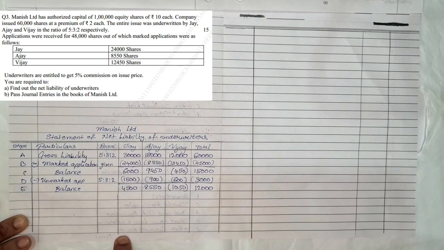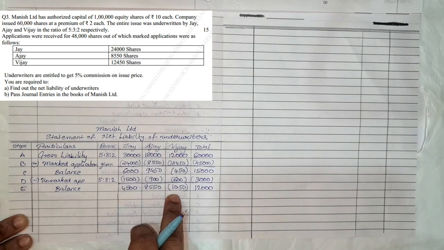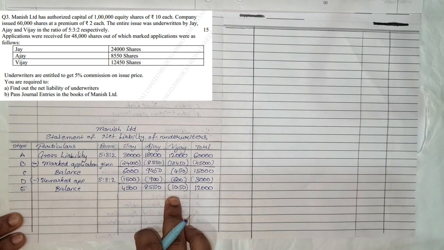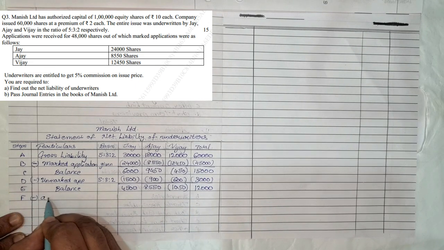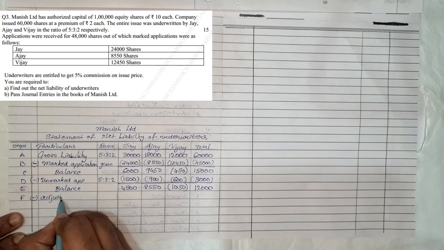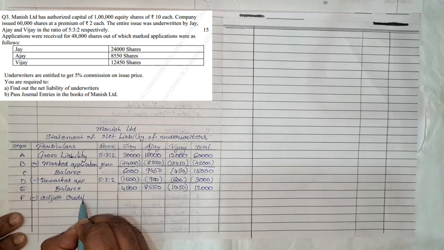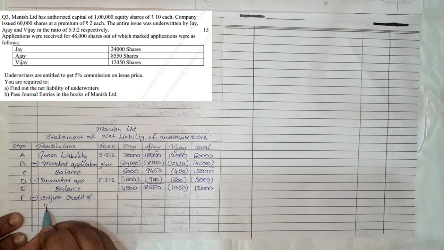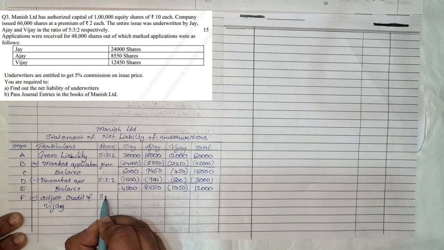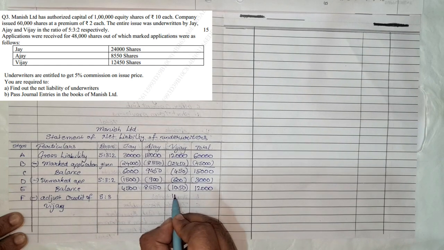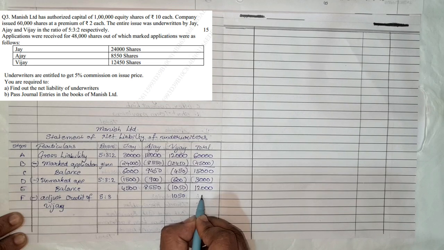Okay, now the rule is, if there is any negative, meaning they have issued more than what they were supposed to, so that's an excess credit. This is an excess, so we can adjust this amount among the remaining two. So I'll write less: adjust credit of Vijay. We are adjusting the credit in the ratio 5:3 from the remaining. So this will be 1,050. Here it will be 0.